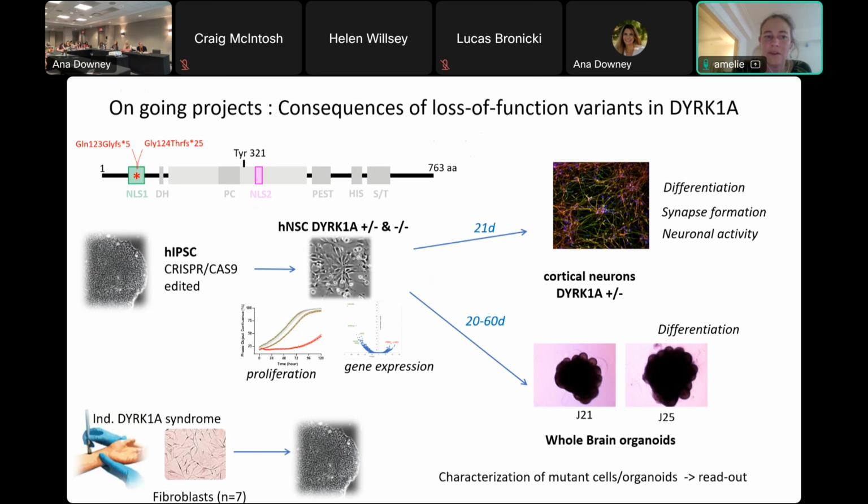The idea is really to characterize all these mutant cells and organoids to find some readouts that could be useful to understand the consequences of DYRK1A haploinsufficiency, how it affects brain development, but also to have some readouts to maybe do some drug screening afterwards.